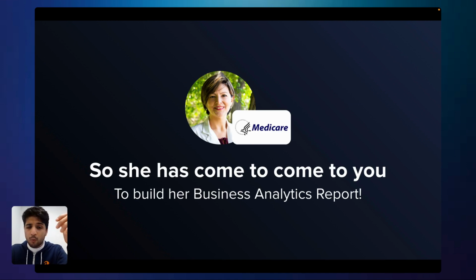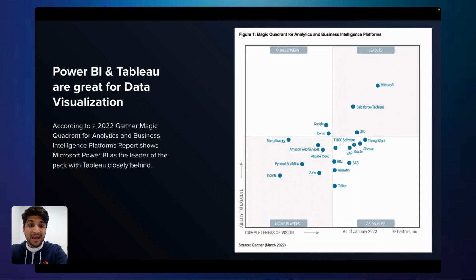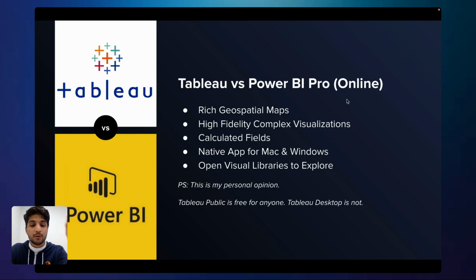She asks, what kind of software would you recommend we use to build this? And you tell her that Power BI and Tableau are both great for data visualization. They are market leaders, in fact, and you can see that in the 2022 Gartner Magic Quadrant for Analytics and Business Intelligence Platforms report. While both of them are leaders, you recommend that she use Tableau along with you instead of Power BI Pro for two key reasons.